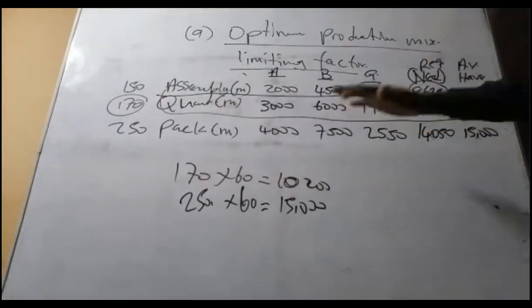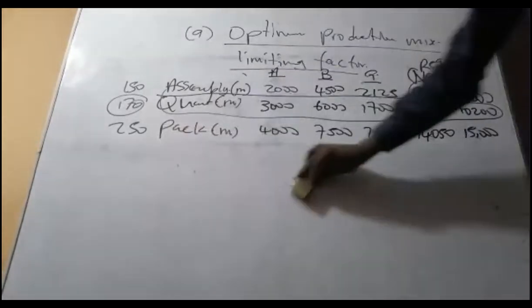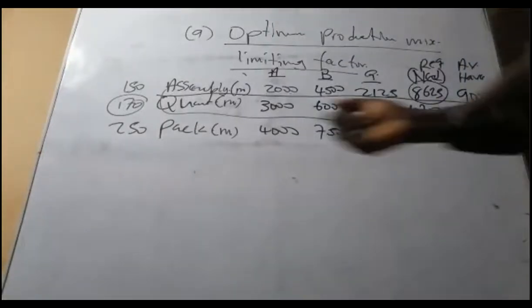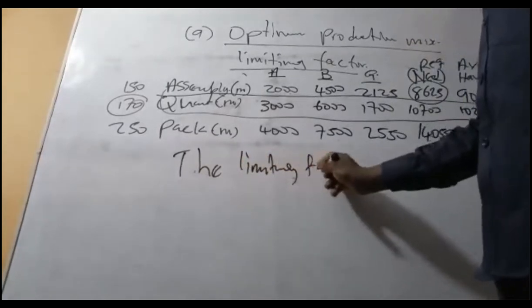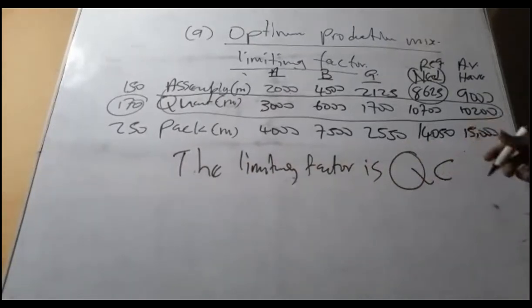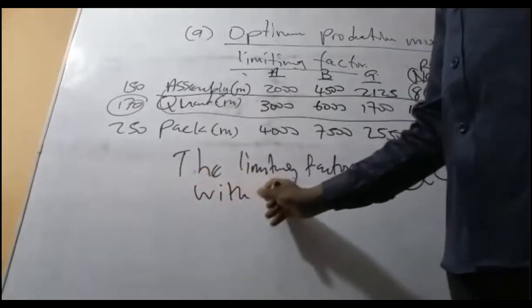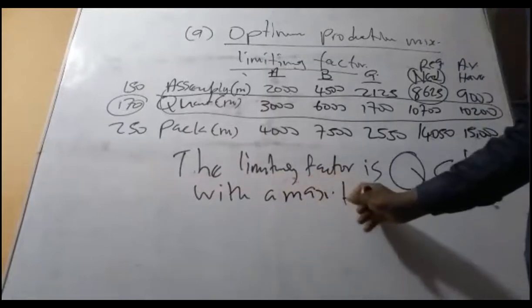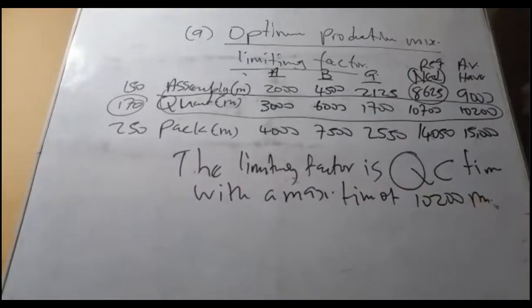So right after this calculation, you tell the examiner that the limiting factor is quality control time, with a maximum time of 10,200 minutes. You are done. So that is how we are going to work it out.